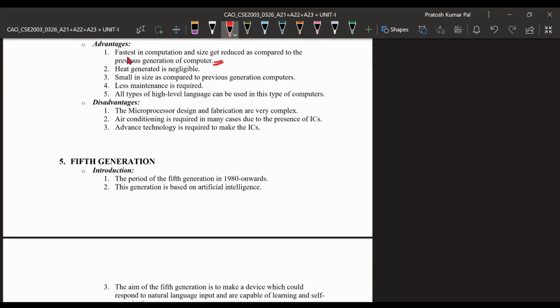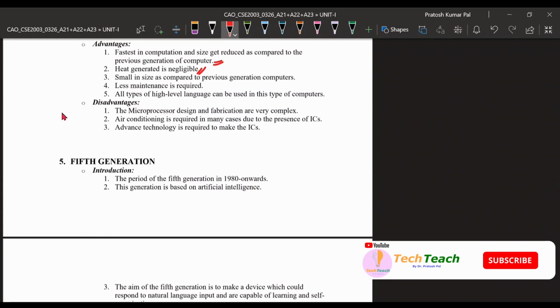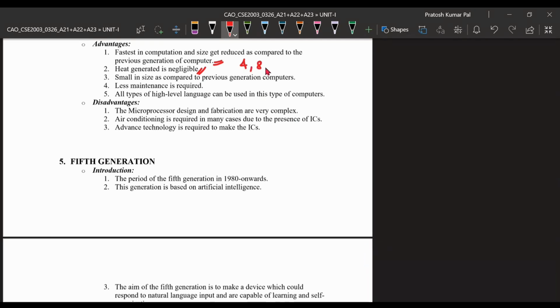Its speed increased many folds, and the area requirement is reduced. Heat generated is negligible here, because all the components are incorporated into a microprocessor. But at that time, the microprocessors were 4-bit and 8-bit only, so fewer transistors were used, and that's why there was less heat generation.